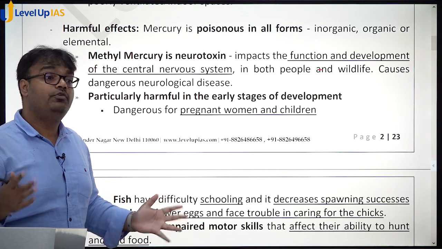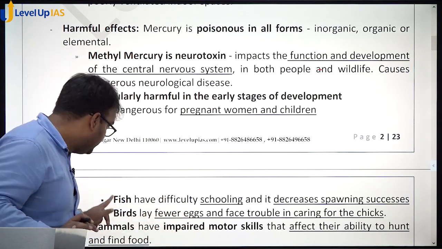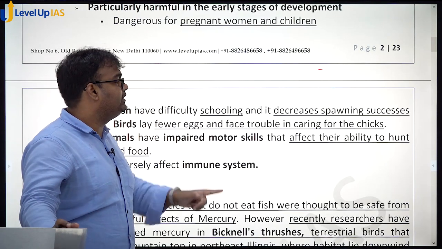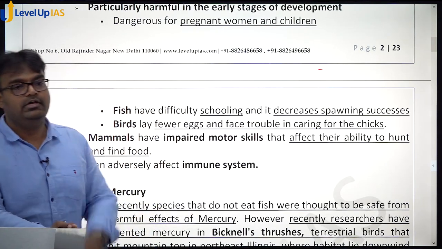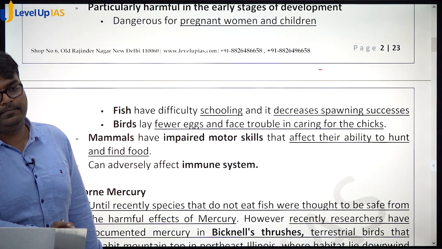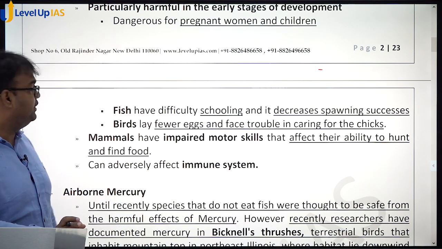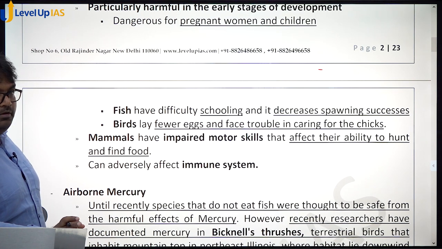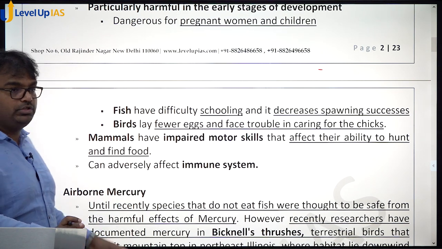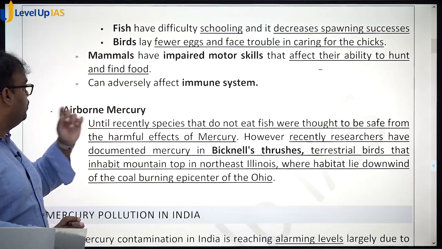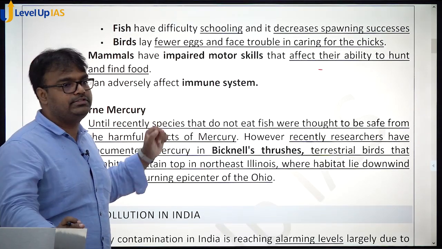All mammals, fish, birds. You would see that birds lay fewer eggs and face trouble in caring for the chicks when mercury pollution is high. Same, fish find it, the spawning successes decrease in fish. Mammals ka impaired motor skill ho jata hai because of mercury. Then it can also affect immune system.